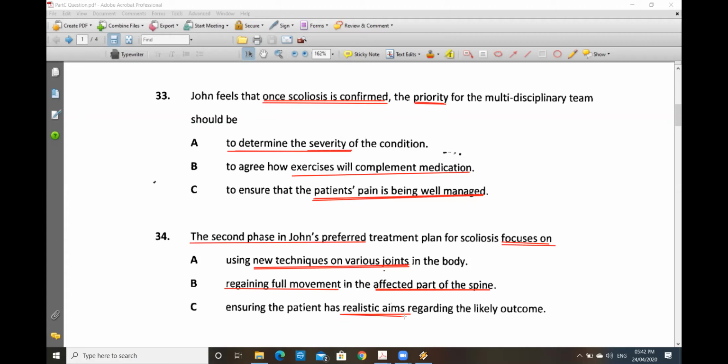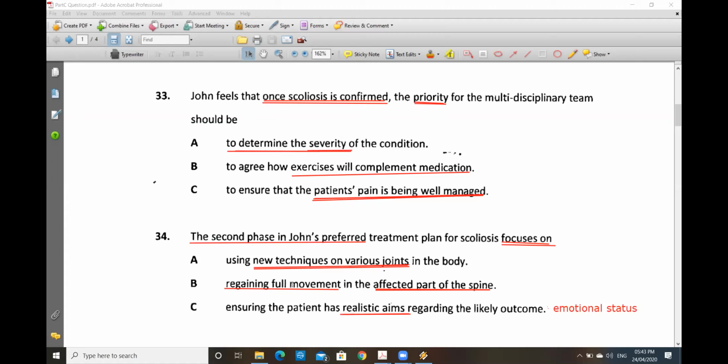regarding the outcome. So this talks about the emotional status. If I say realistic aims that the patient has, it is mainly about the patient's emotional status. So what do we have to focus upon? Do we have to focus upon the patient's emotional status? Do we have to focus upon new techniques on various joints? Or do we have to focus upon just the affected part of the spine to regain its full movement?